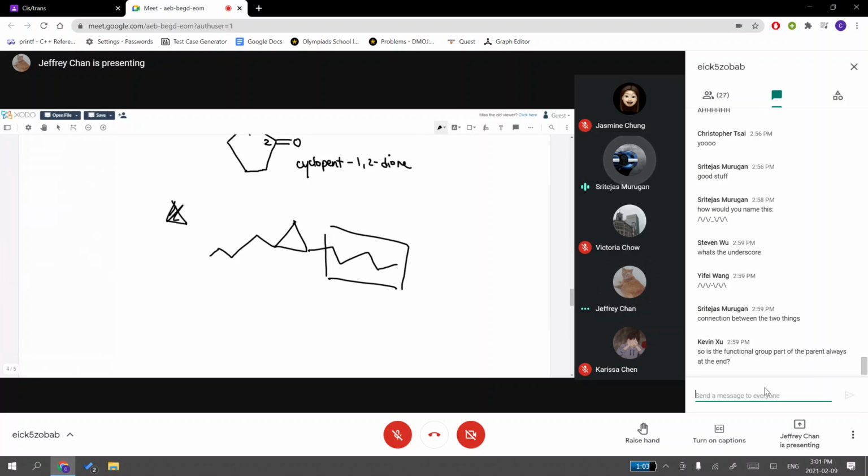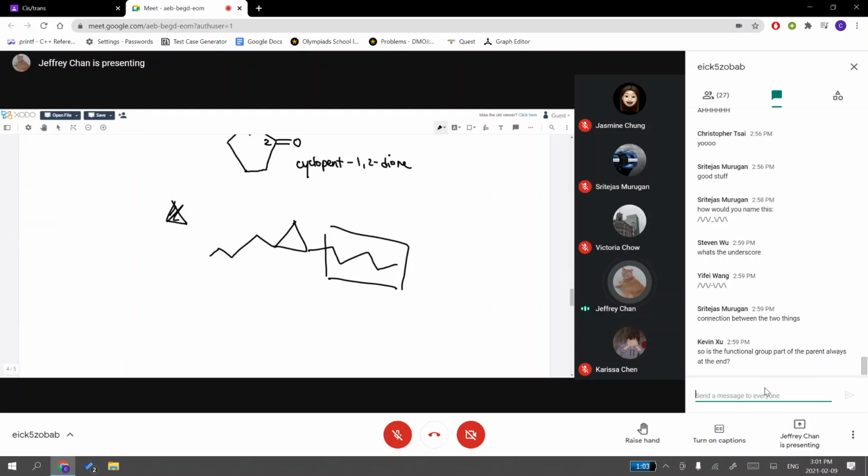Okay, and it wouldn't make a difference if both the branches are the same length? If using the IUPAC method, one of them has to be the parent. So no, it wouldn't. You would just pick one of them to be the parent. Okay, thank you. Is the functional group part of the parent always the suffix? It's always the ending. Yes. Naming wise, it's always the ending.